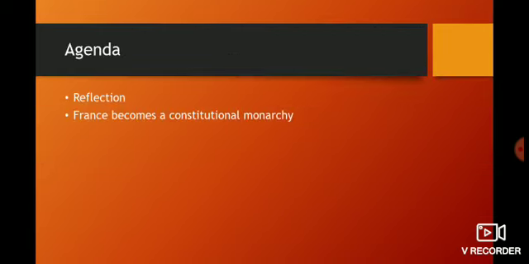Shall we start? So our today's agenda: we're going to have a reflection, which is an important one, children. Why? Because if we revise more, we'll get more marks. The second one, we're going to see our today's topic, France becomes a constitutional monarchy. What is meant by constitutional? Constitutional means a set of rules and regulations according to which a country is governed. What is meant by monarchy? That will be the ruler. So how did France become a constitutional monarchy? Is it clear, children?